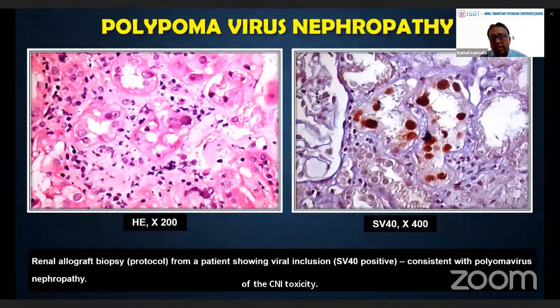Now coming to the polyomavirus nephropathy. This is the histology picture of that. Tubules are showing viral inclusions, epithelial cells are showing viral inclusions, and there is also infiltration of lymphoplasmacytic cells with tubulitis. And when we go for IHC, the SV40 large T antigen shows positivity. So this confirms BKV nephropathy, or polyomavirus nephropathy.